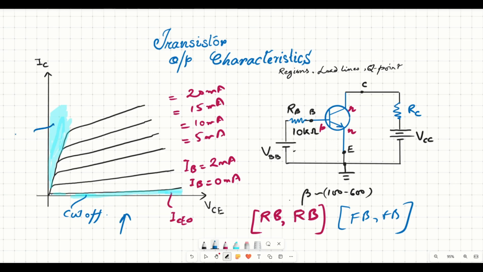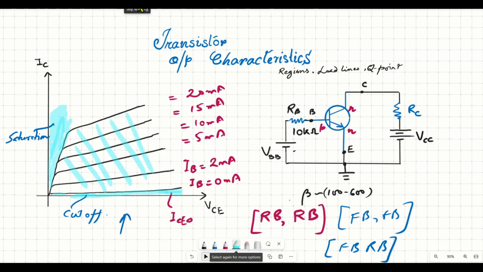So this is the saturation region. Now, what is forward bias and reverse bias? So this is called the active region. The active region is given by these areas where the transistor behaves with amplification properties. That means during this area the transistor will amplify.